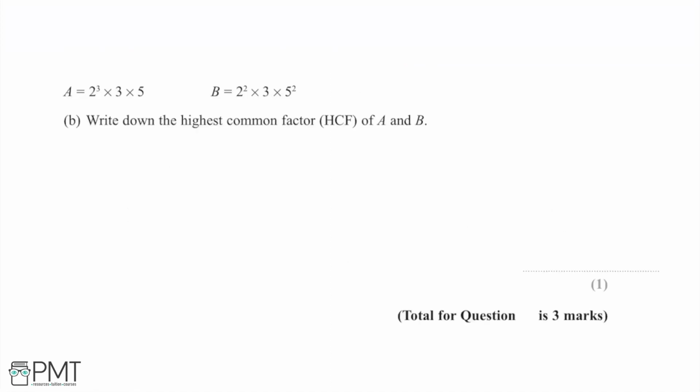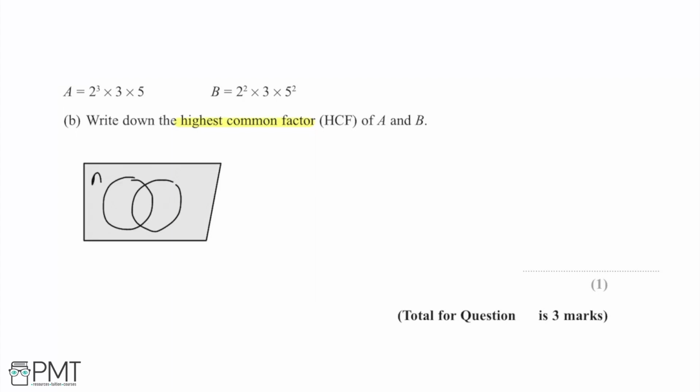I'm now asked to write down the highest common factor of A and B, which we have above. Now this is similar to the previous part of the question, in the sense that I'm going to go with a kind of Venn diagram approach to this again. So looking for the highest common factor instead of the lowest common multiple this time, if I were to draw out a Venn diagram of A and B and their prime factorisation, the highest common factor is going to be whatever's in the intersection, so this region of the Venn diagram, multiplied together.